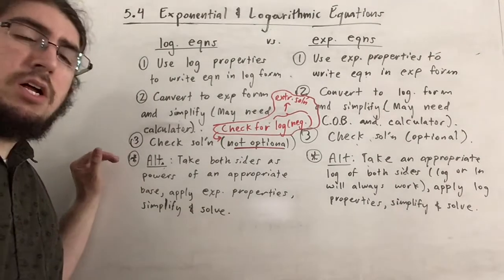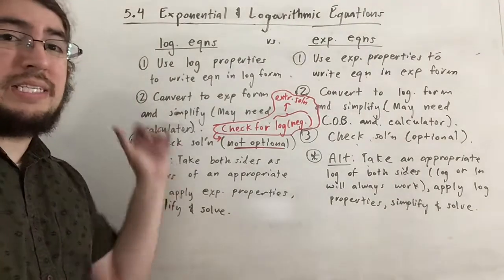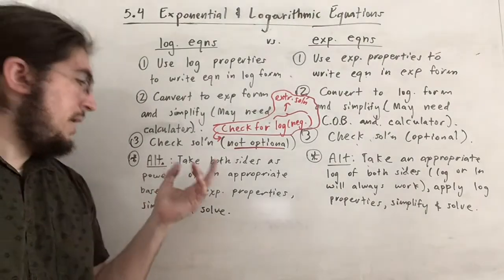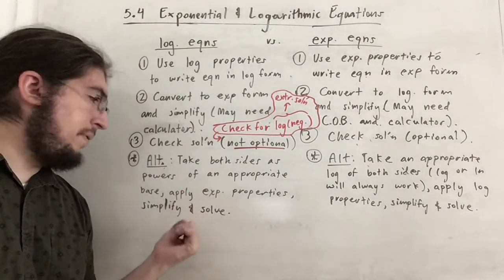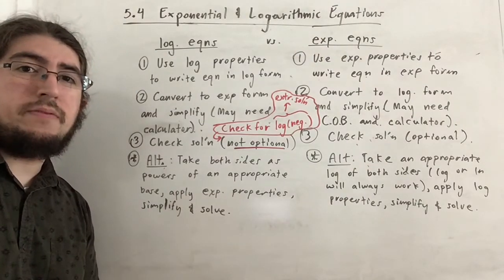And I say here, there's also an alternative you can do. Instead of following these steps, you can take both sides as powers of an appropriate base, apply exponent properties, and then simplify and finally solve.